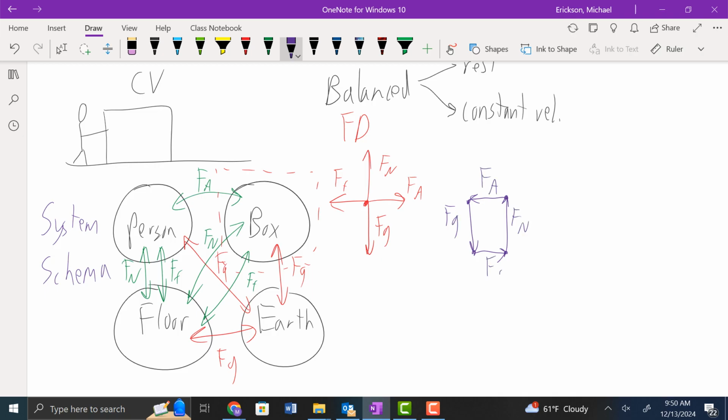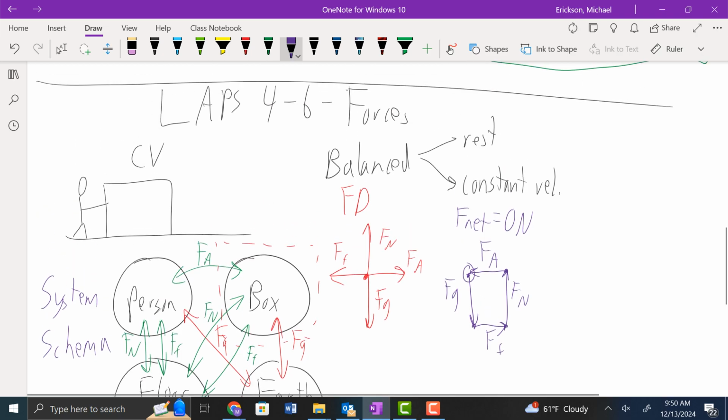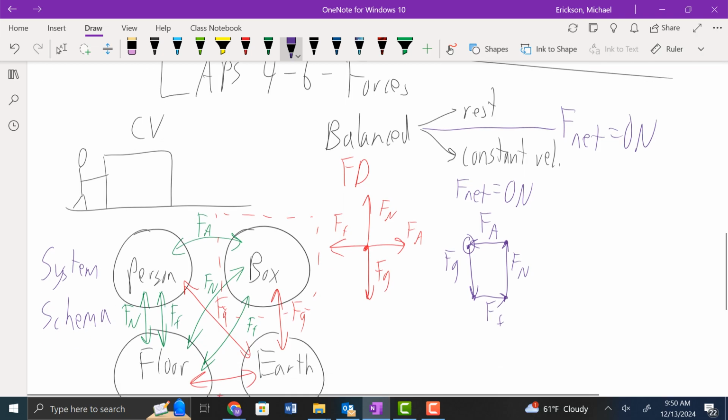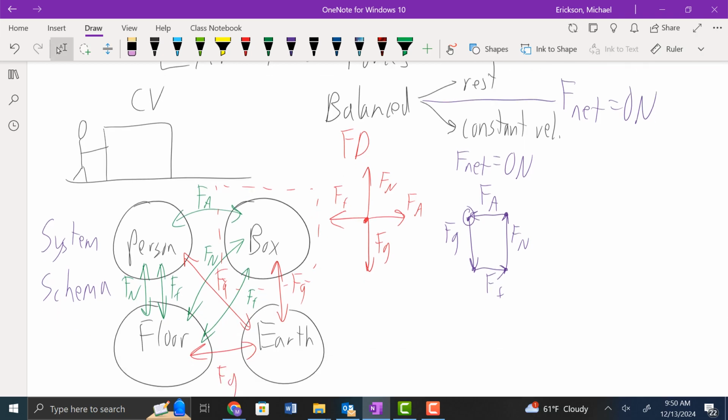I notice, hey, it goes back to 0. There is no F net here. F net is equal to 0 newtons. And that's another trait of balanced forces. F net's equal to 0. All right, very good. Well, let's do the same thing, but instead the guy's pushing the box.